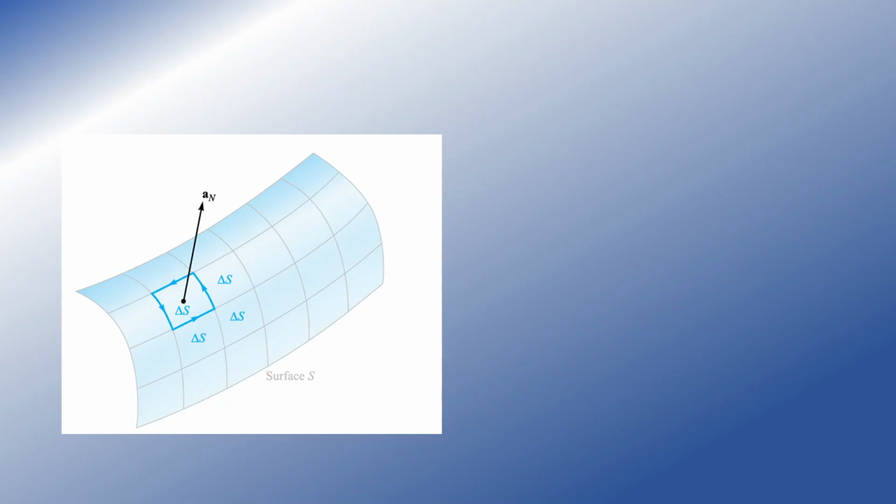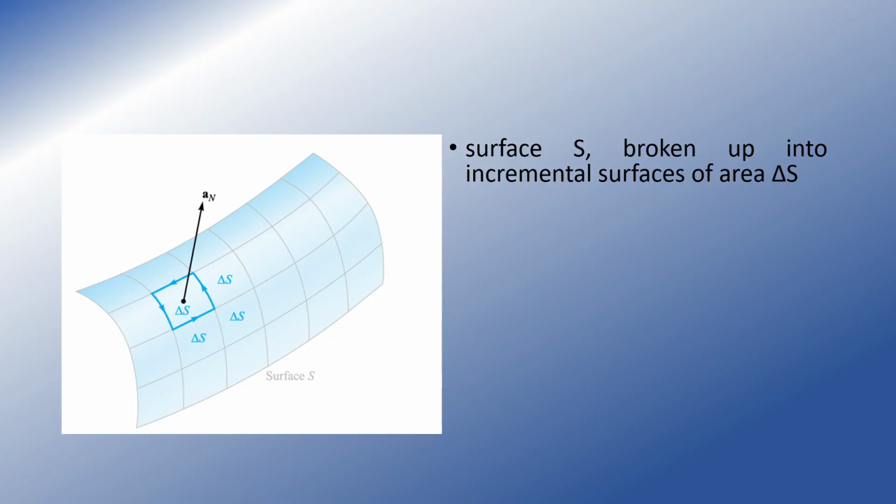So now consider a surface area S as shown in the diagram. Now this particular surface area is broken up into smaller segments whose area is given by delta S, and these delta S areas which we have, we call them incremental surface areas. Now let us take any one of the areas that is shown and let us apply the curl.